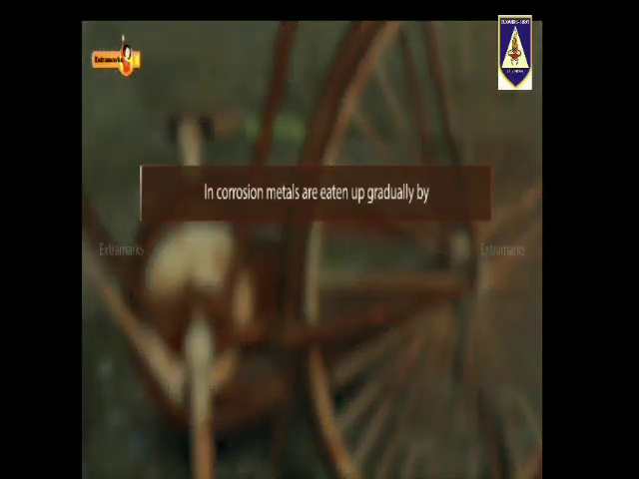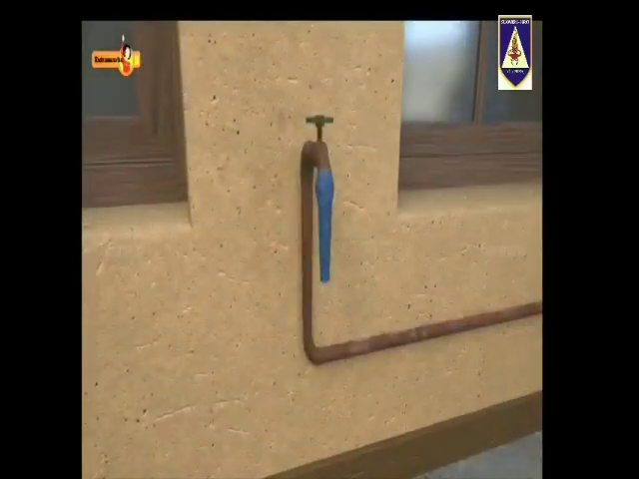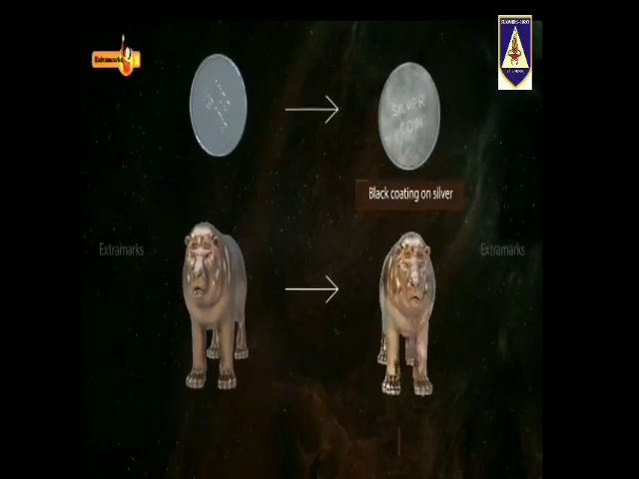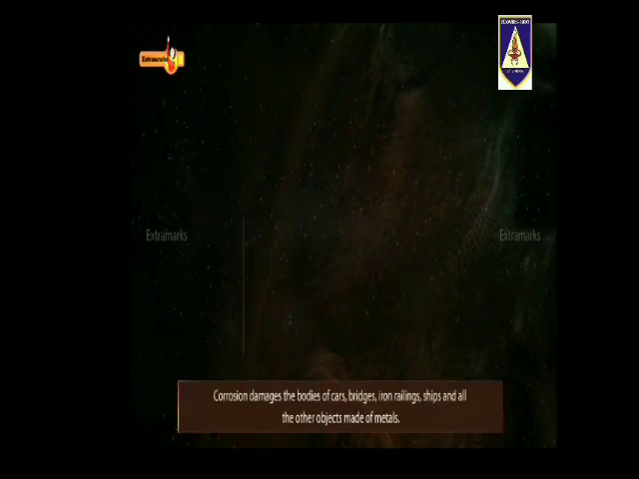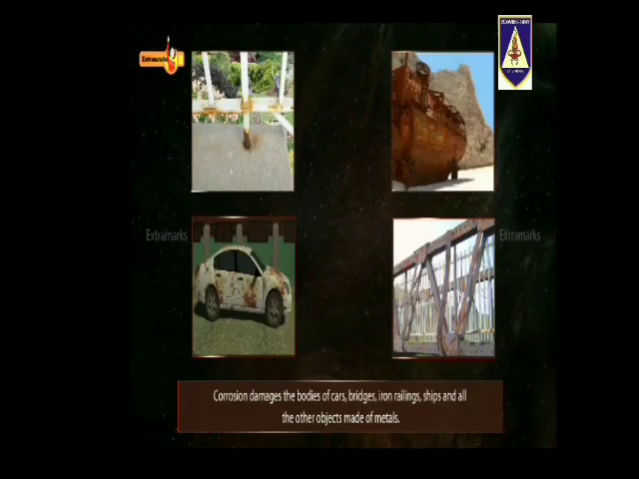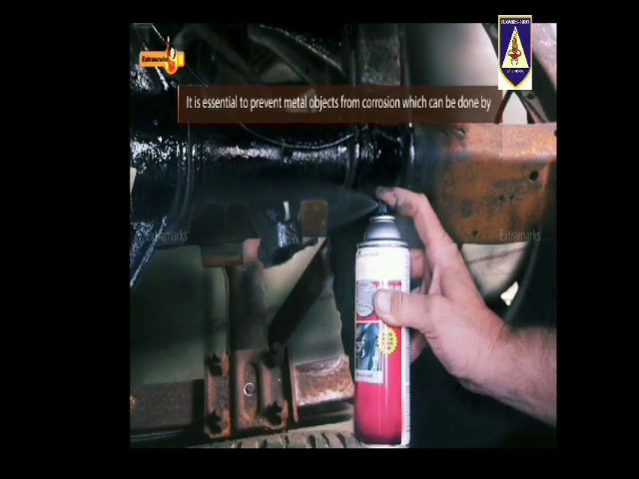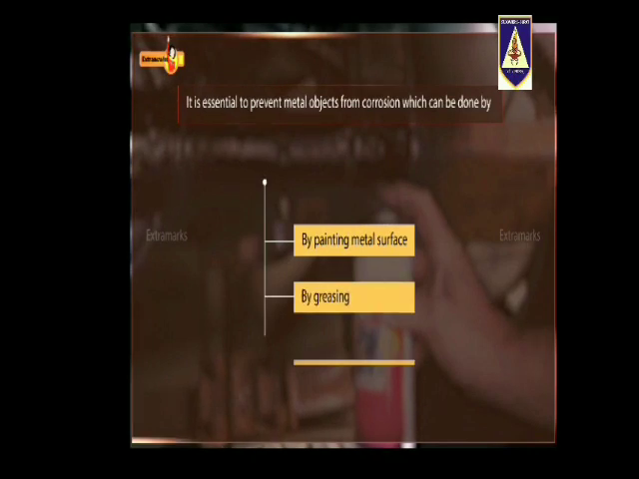Corrosion is the process in which metals are eaten up gradually by action of air, moisture or chemical on their surface. Rusting of iron is an example of corrosion. The black coating on silver and the green coating on copper are the other examples of corrosion. Corrosion damages the bodies of cars, bridges, iron railings, ships, and all the other objects made of metals. Since corrosion is a destructive process, therefore it is essential to prevent metal objects from corrosion. It can be done by painting metal surface, by greasing or by galvanization.